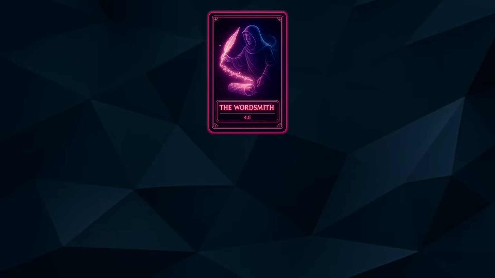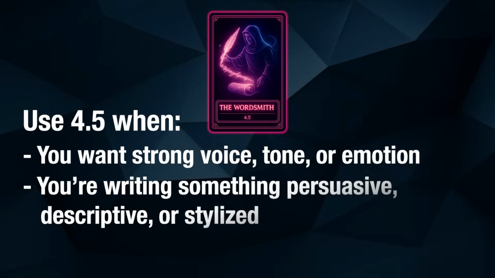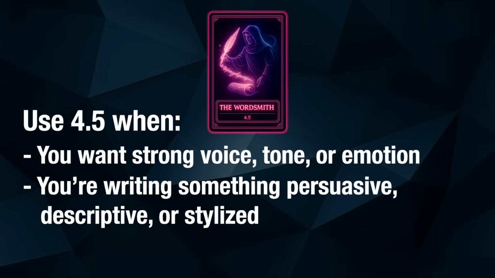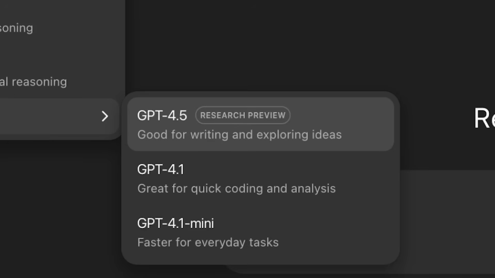4.0 has come a long way in creative writing too, but 4.5 just feels smoother. And that said, don't ask it to do math, logic puzzles, or fact-heavy research. It's not the best at any of those. Use 4.5 when you want strong voice, tone, or emotion, you're writing something persuasive, descriptive, or stylized, or you care more about flow than precision. Otherwise, you're better off with 4.0 or O3. Just one last thing, 4.5 is preview only and might disappear once 4.0 gets fully upgraded for tone. The 4.0 updates from May actually closed much of the gap already, so this one may not stick around, but for now, it's your go-to ghostwriter.